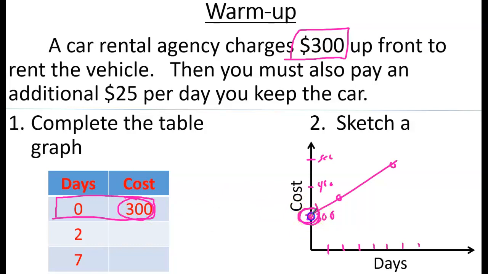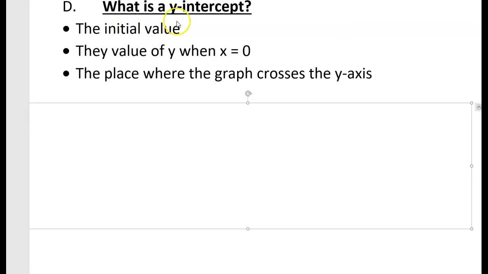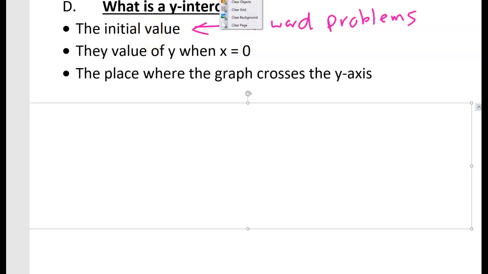So starting amount is the initial amount. So in word problems, a lot of times the initial amount or the starting amount is going to be the y-intercept. And so that's why we can call a y-intercept the initial value. That's what we're talking about whenever we're looking at word problems, particularly those word problems that have to do with time, like we were looking at cars over the number of days.